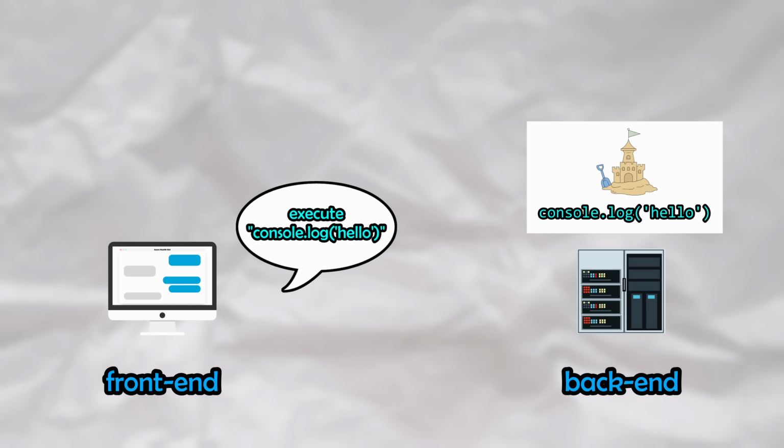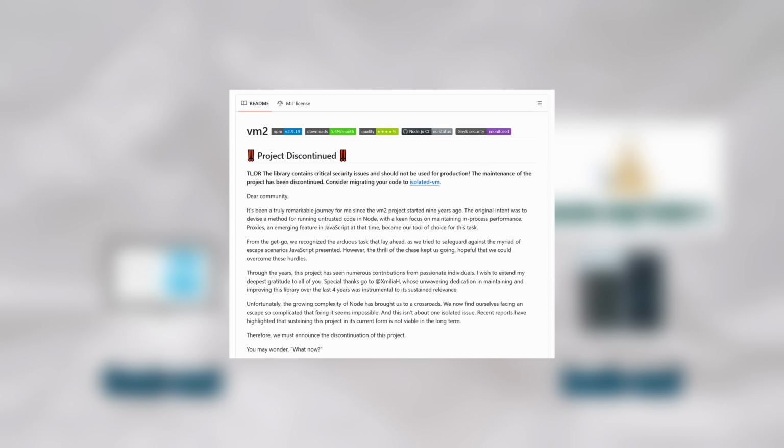The bug hunter began to do a little reconnaissance within this sandbox and realized that they were running inside of a VM2 sandbox, which is a popular Node.js sandboxing library, which, as they stated, has since been discontinued due to multiple unrelated security flaws. Normally, in Node.js, you can execute shell commands by importing the child process module and using the exec, execSync, or spawn methods.